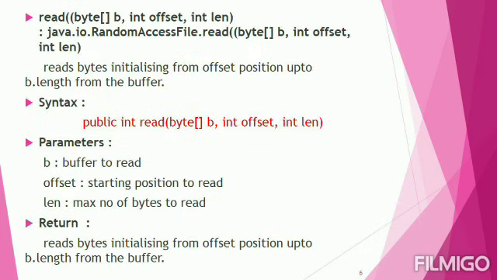The next one is to read bytes starting from an offset position up to the length into the buffer. The syntax for it is public int read with 3 parameters: the buffer to read into, the offset value, that is the starting position to read, and the maximum number of bytes to read. It returns the bytes read starting from the offset position up to the length into the buffer.